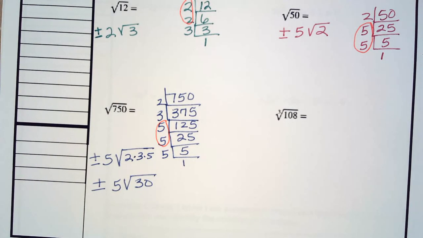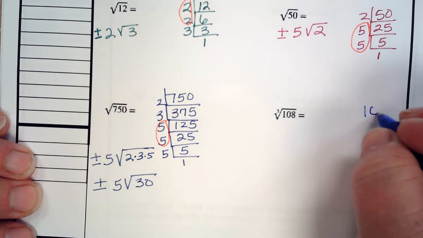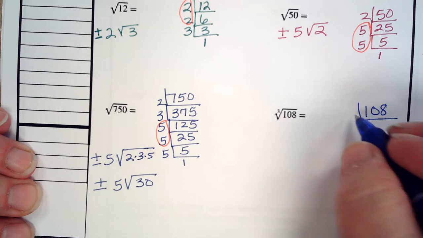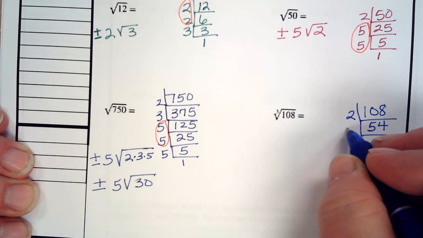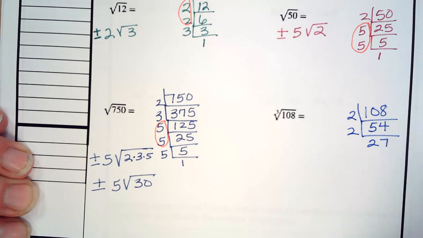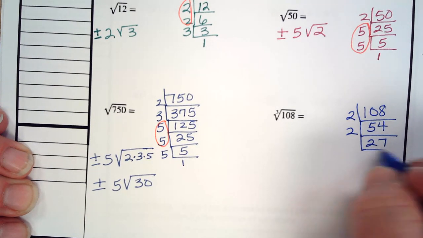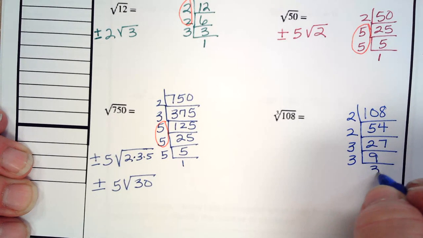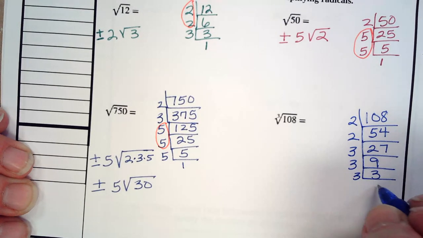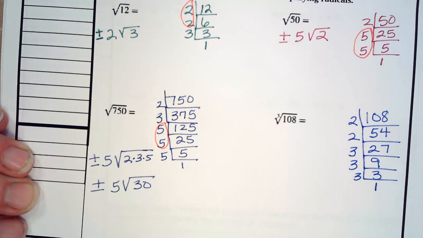Okay, on the next one, we've done the square root of 108, but what about the cube root? Cube root means we're looking for 3 of a kind. 108 is even. I'll divide by 2. I get 54. 54 is even. I'll divide by 2. I get 27. 27 is not even. I can divide by 3. I get 9. 9 is divisible by 3. I get 3. 3 is prime. I get 1. When I hit 1, I am done.